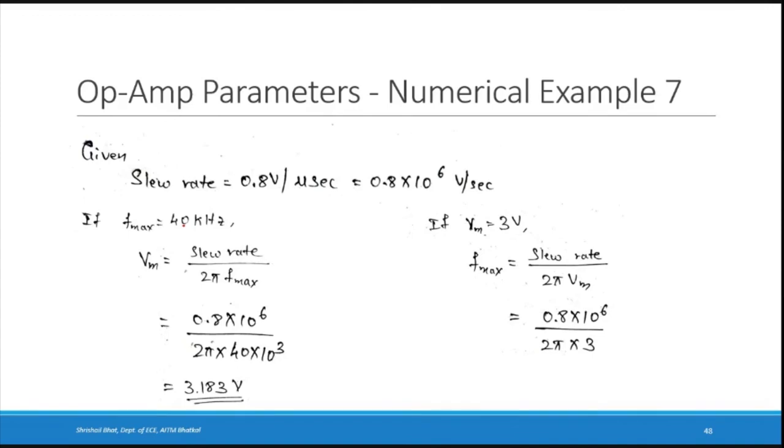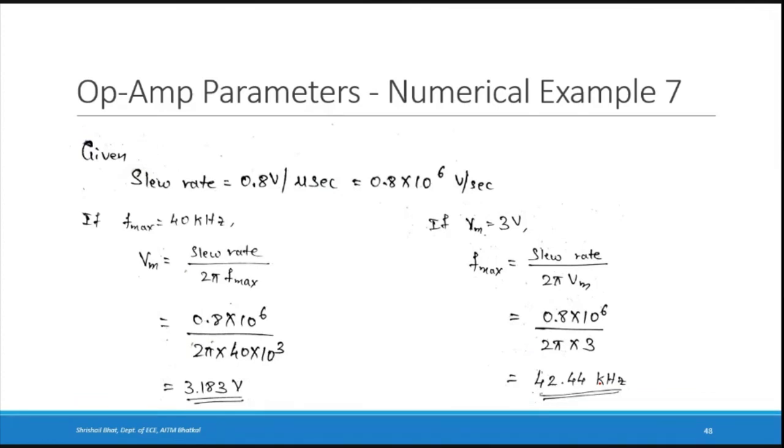What did you get? 42.44. Yes, right. 42.44 kilohertz. So you can cross verify the answer just by looking at it. You should not get something very different from 40. It should be near to 40, because for 40 kilohertz you got Vm as 3.183. So now if it is 3, it is nearby, near to 40. That is 42.44 kilohertz.